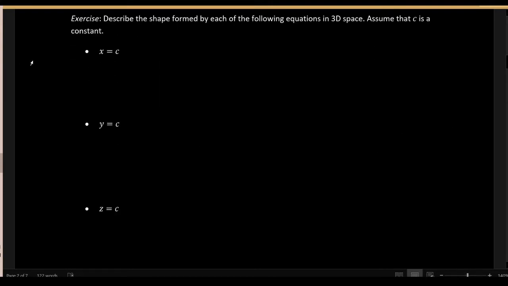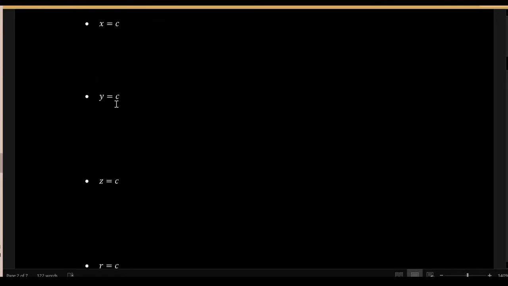The first thing that I want to do for practice with these coordinate systems is to look at the shape that is formed by each of the following equations as graphed in three-dimensional space. So here we have the rectangular coordinates. What happens if we just specify that x has to be a given constant? What if we only specify that y is fixed? What if we specify that z is fixed? What kind of shape is formed by those requirements?